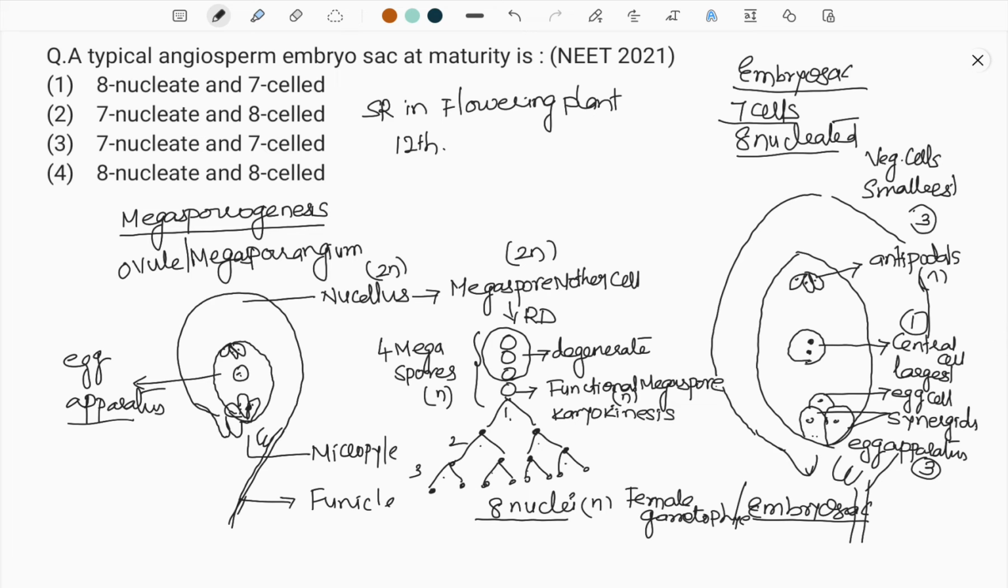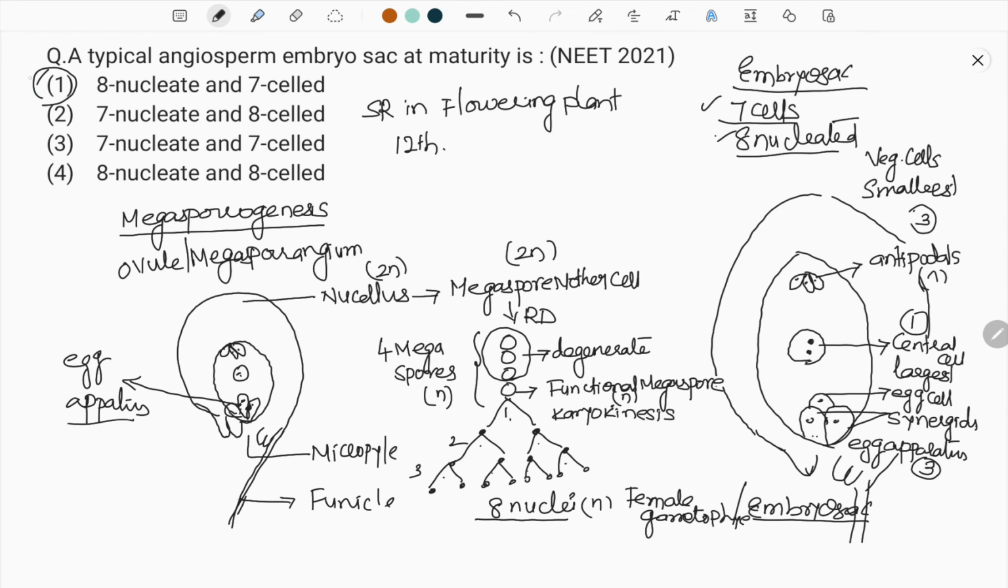So, sporophytic plant, flower, then carpel, in that carpel the ovary, in that ovary the ovule, in that ovule this female gametophyte or embryosac, in that we find the egg apparatus, and in this egg apparatus we find the egg cell. So, this is the whole history of megasporogenesis. It is only seen in angiosperms. So, number of cells is 7, number of nuclei is 8. So, the first option, 8 nucleate and 7 cell.